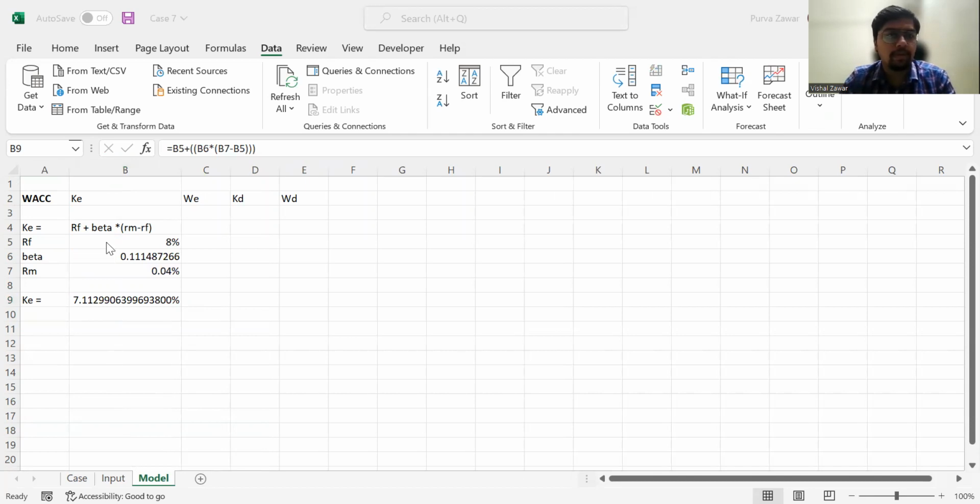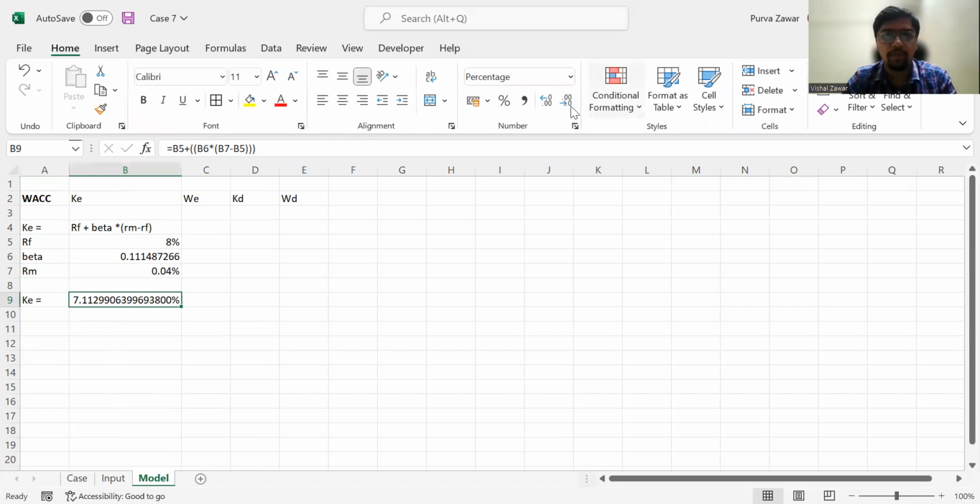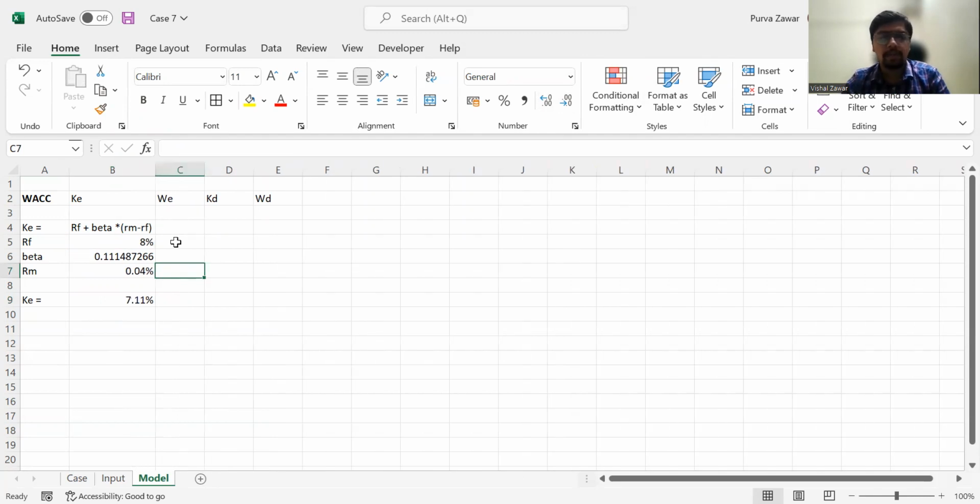Around 7.11. Around 7% is the expectation of the investors. The numbers are a bit off because these are hypothetical numbers. Generally, we will not expect below RF, and generally RF is not so big either. Generally RF is 3 to 4%. So this number makes sense. Around 7.5% is what the investors are expecting from this company.